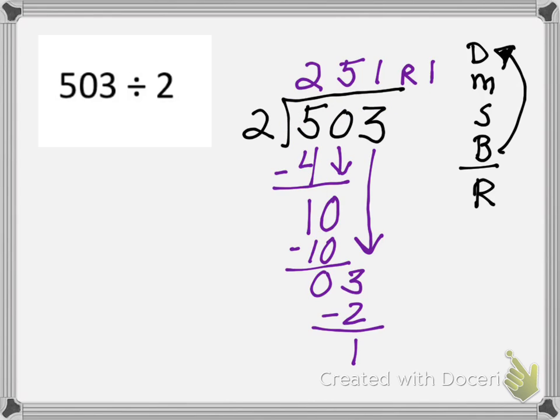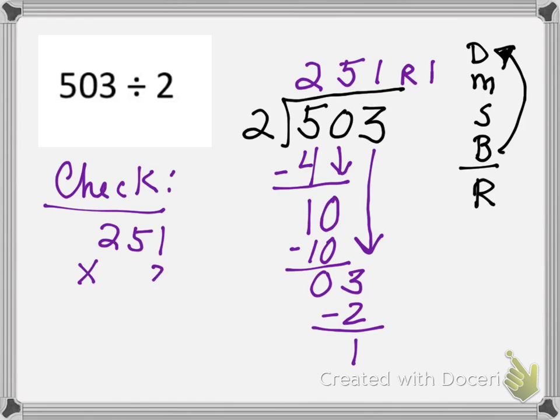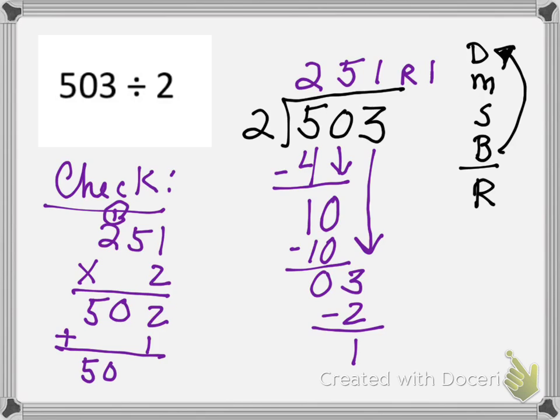But remember, we always have to make sure we check. And it becomes 251 times 2. 1 times 2 is 2. 2 times 5 is 10. Carry the 1. 2 times 2 is 4. Plus this 1 is 5. But don't forget to add on the remainder. Plus 1 becomes 503. And that's what we have here, 503.